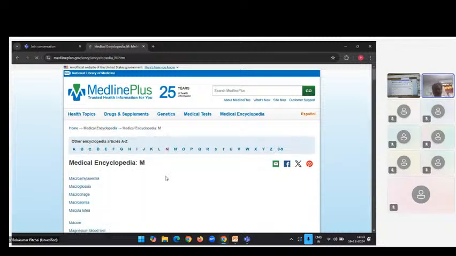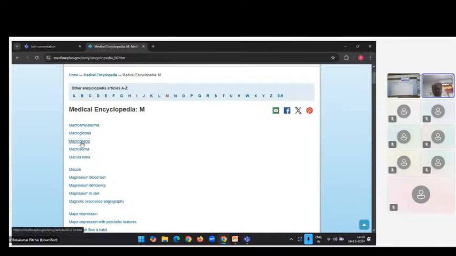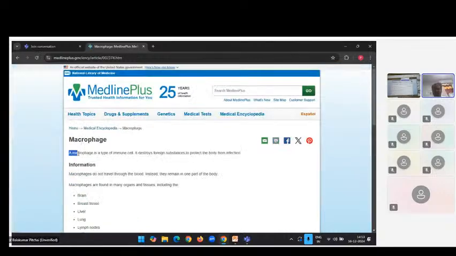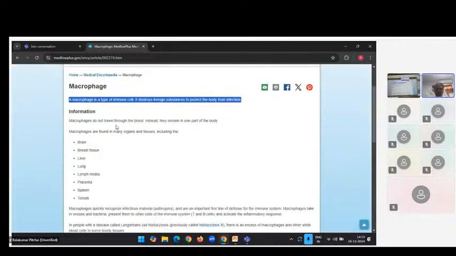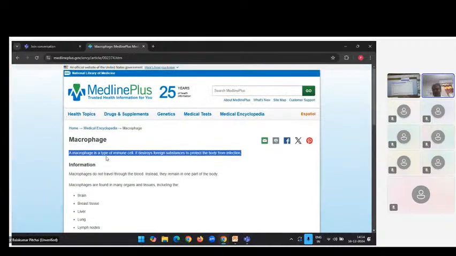So I'm clicking this, and see here, macrophage is there. So just click it. A macrophage is a type of immune cell. It destroys foreign substances to protect the body from infection. What a nice, clear-cut, single piece of information that you cannot get anywhere else in a simple textbook. Macrophages do not travel through blood. Instead, they remain in one part of the body. These are the parts of the body. Such information you can get. This is basic information you can get through MedlinePlus.